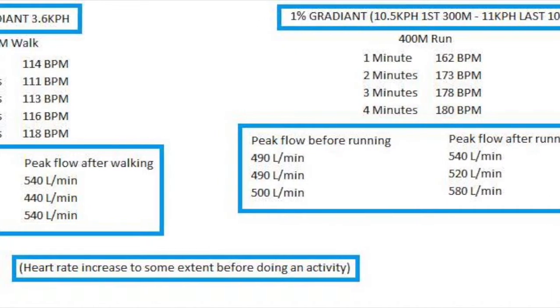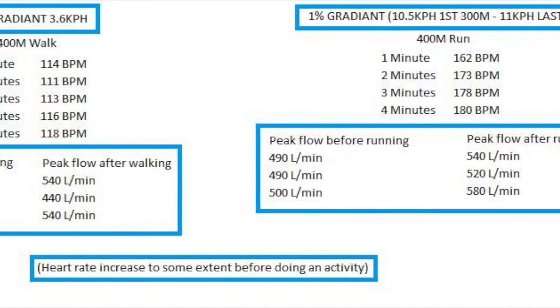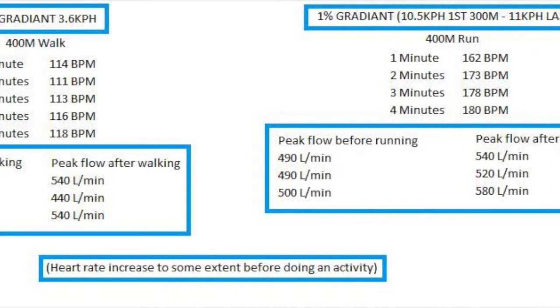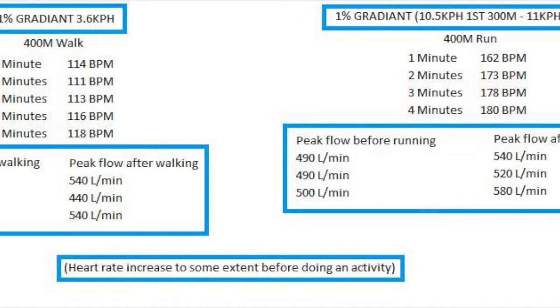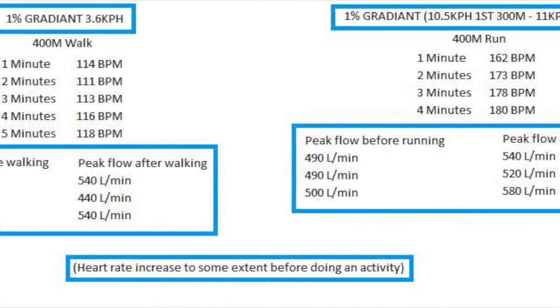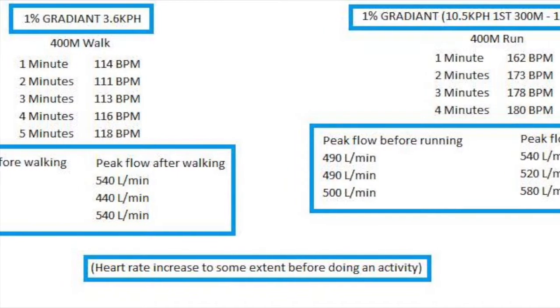When walking 400 metres, we had the incline gradient set at 1% and the speed set to 3.6 km per hour. We recorded the heart rate at every minute it took to be completed. The heart rate averaged from 111 beats per minute to 118 beats per minute.